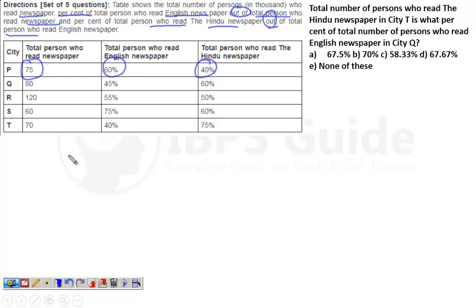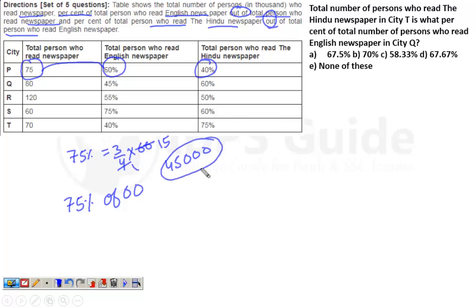So if I ask how many people read Hindu newspaper, now see, you can solve this data mentally, friends. Now see, if you know the 75% fractional value, that is 3 by 4. So 75% of 60, either 60% of 75 or 75% of 60, same. Clear? So 75 means 3 by 4 and also 60. So this can be 15 times. So 15 into 3 is 45,000. Using these two data, you will get 45,000 who read English newspaper.